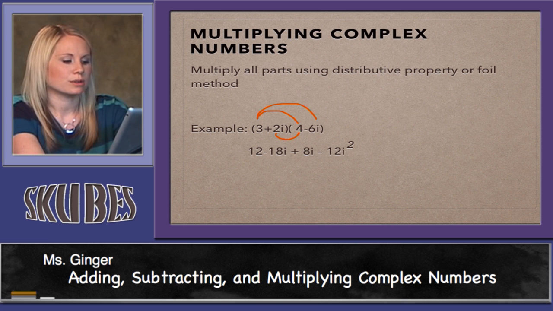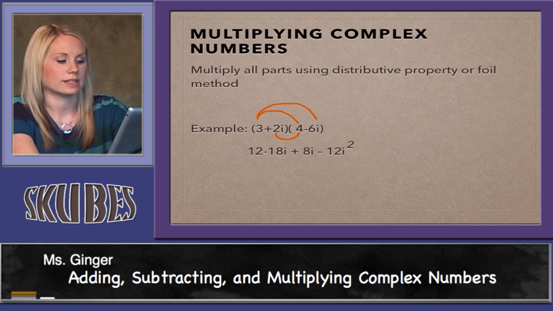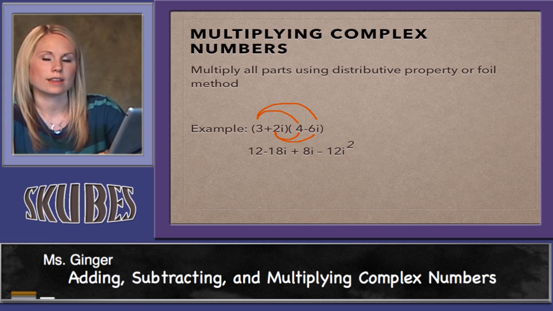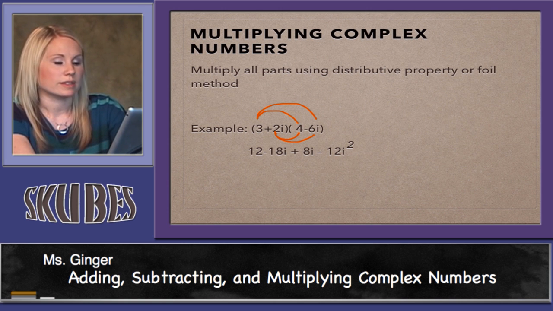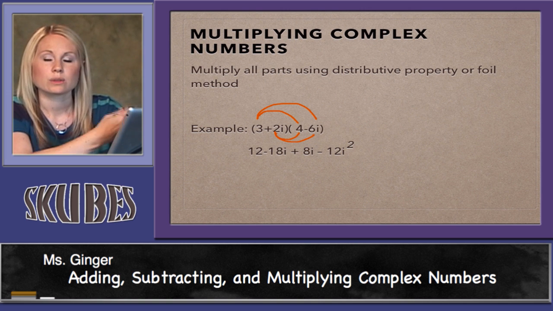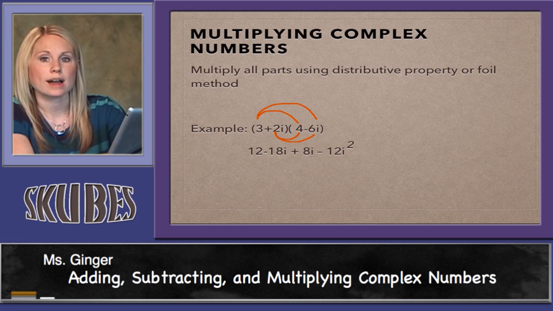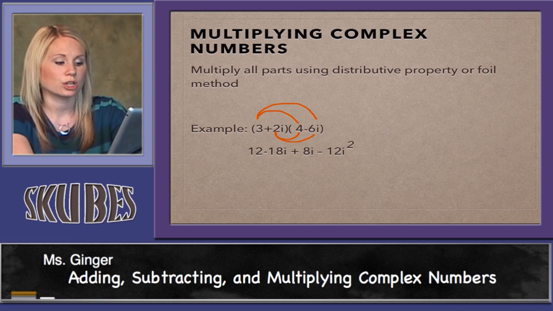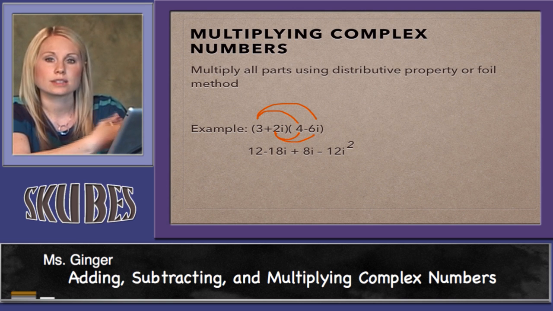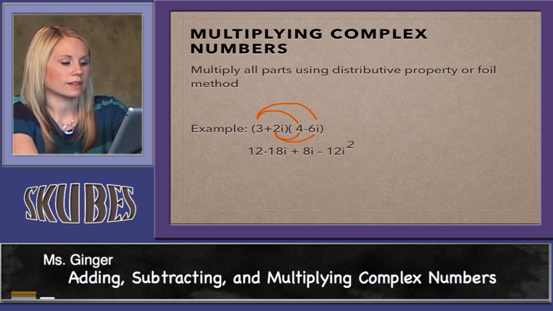And then I need my inner terms, 2i times 4 gives us 8i. And then finally our last two terms, 2i times negative 6i gives me negative 12i squared. Think about this as maybe two x's coming together. What you're familiar with, you would end up with x squared. So the same thing works here with our i's. We'll end up with i squared. And something special about i squared is that it always equals negative 1. So anytime you arrive at an i squared in your solution, you're going to replace that with a negative 1 and continue to simplify. So let's take a look at that.